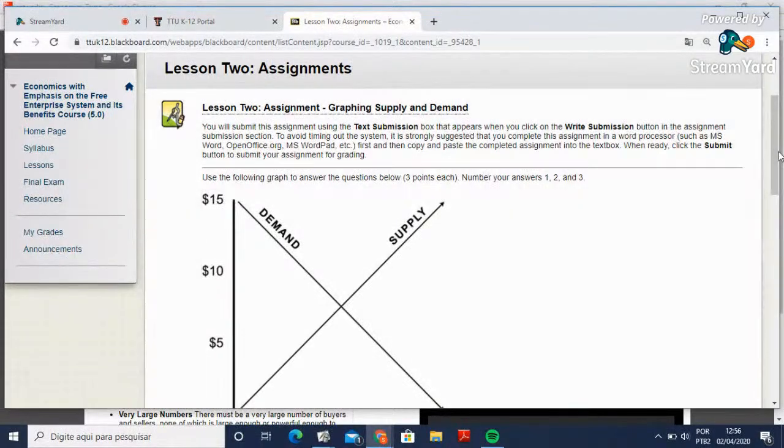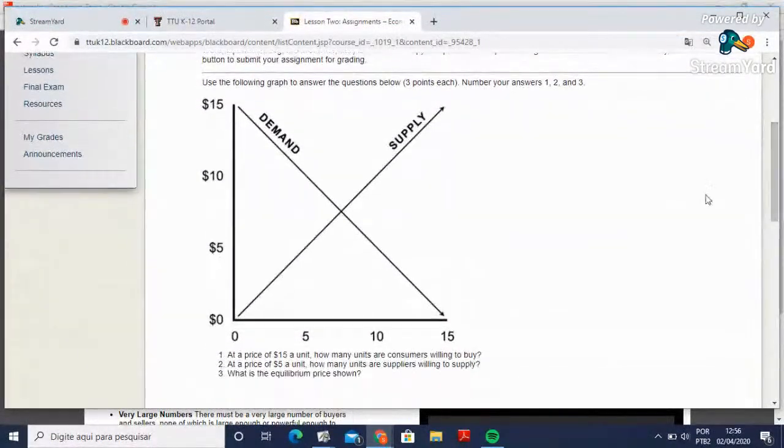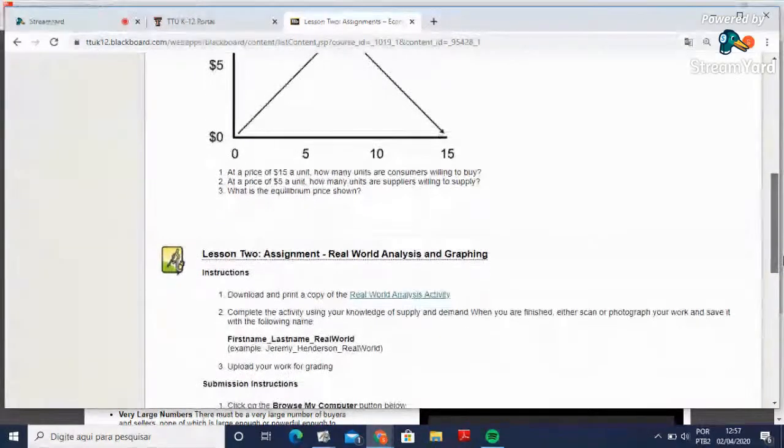What do you have to do in this assignment here? You simply have to answer these 3 questions based on this graph. At the price of $15 a unit here, how many units are consumers willing to buy? Remember, consumers is my demand line. At a price of $5 a unit, how many units are suppliers willing to supply? Talking about supply. What is the equilibrium price shown? Find the equilibrium. Answer in complete sentences.